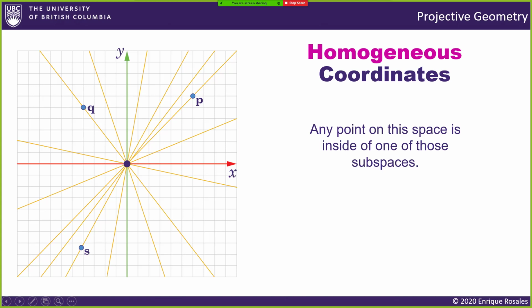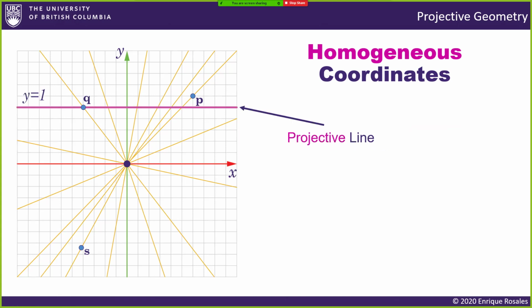Okay. So now let's create a line that is passing through the coordinate x equal 1. And this line will be called the projective line. So let's see what happens with this projective line. And before that, let's just understand something that is also important.